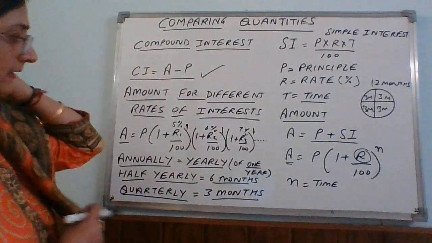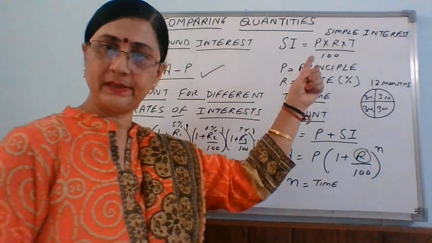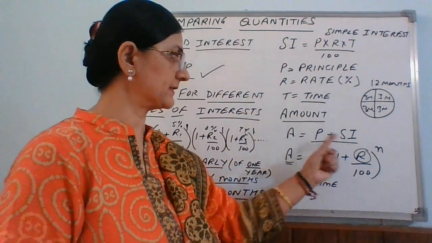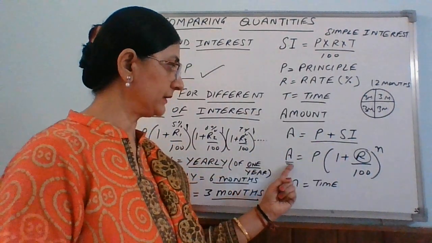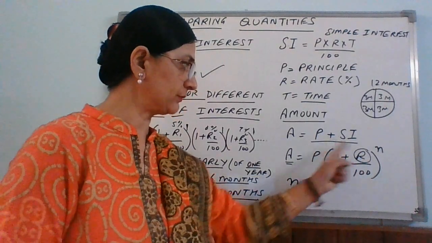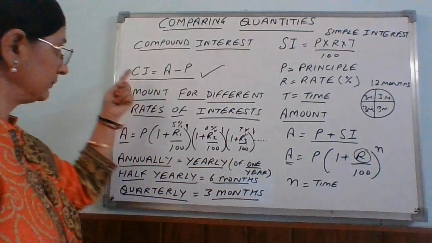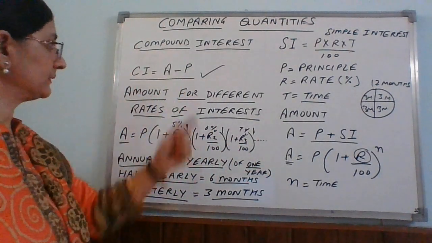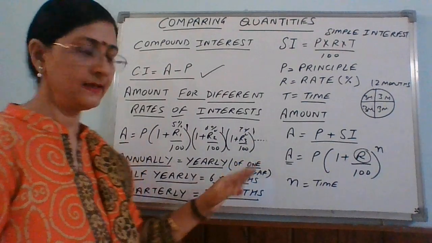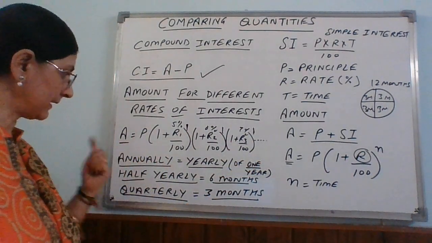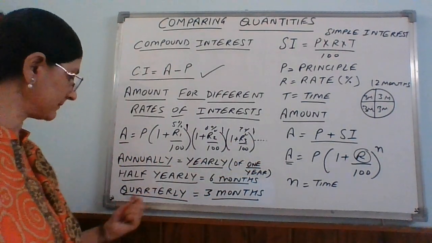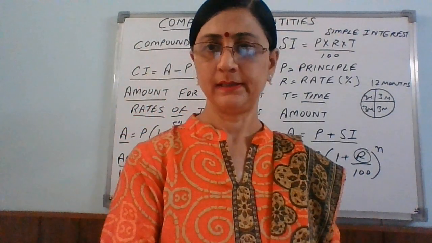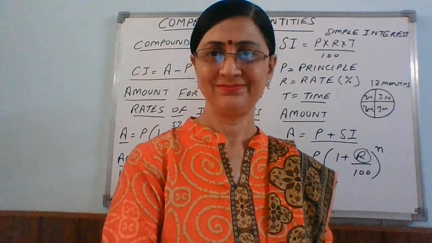So I hope these terms are clear. What is simple interest, what is P, principal, rate, time, how to calculate the amount when simple interest is given, P plus this, how to calculate the amount when rate is given and you have to calculate yearly. What is compound interest? It is just the difference of the amount and the principal. How to calculate the amount when you have different rates. And what do you mean by annually? Yearly means 1 year, half yearly means 6 months, quarterly means 3 months, right? Now we'll do some questions related to these formulas, right? Okay, children.